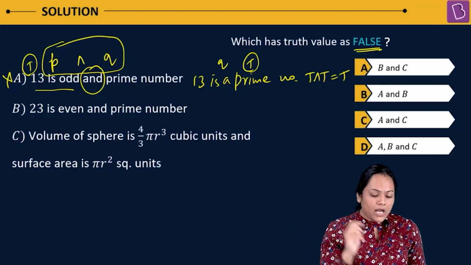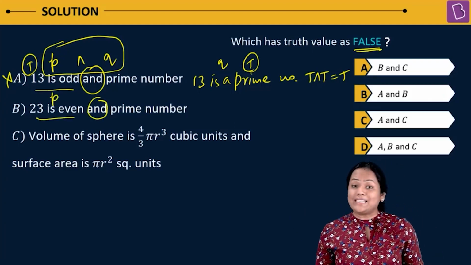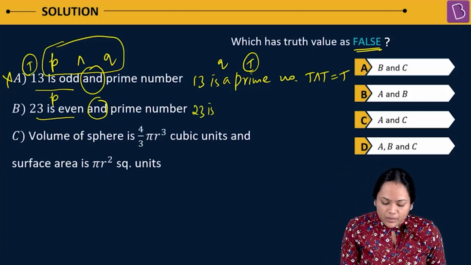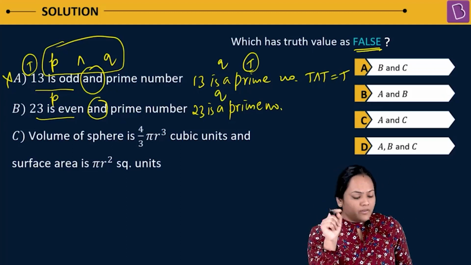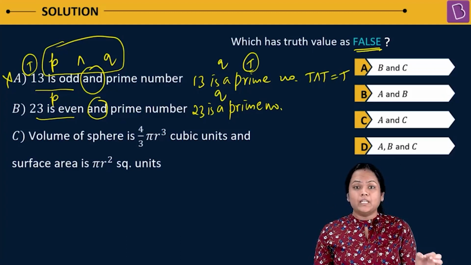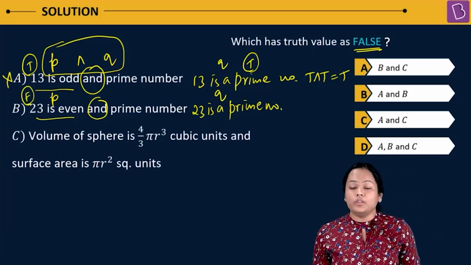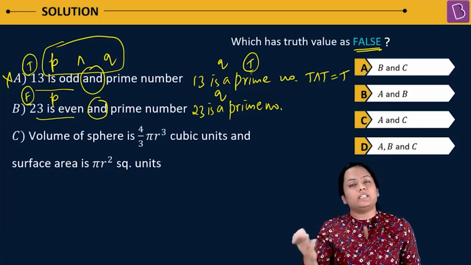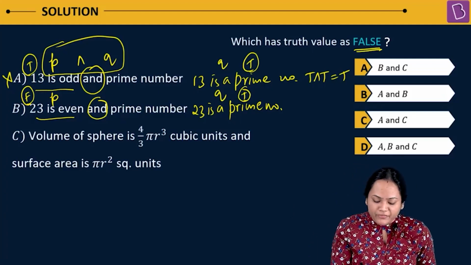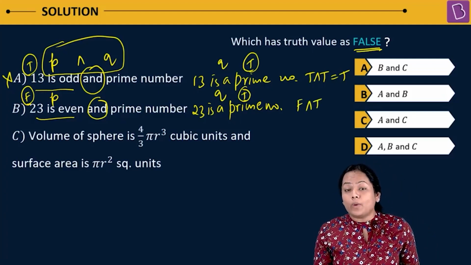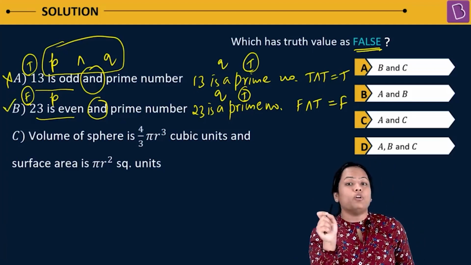Clear? Okay, moving further. Again, B option, I have my connective and there are two kinds of statements. First one is 23 is even. Let me take this as P. And next one is that 23 is a prime number. Let me take this as Q. Right? Now, when I find the truth value of P, P is having truth value false because we know 23 is definitely an odd number. And what about Q? Well, Q is saying that 23 is a prime number, which is definitely true. So that means my Q has truth value true or T. So when I have F and T, what do I get the truth value as? F. That's right. So this is going to have truth value as F. That means B definitely will be one of the right options.